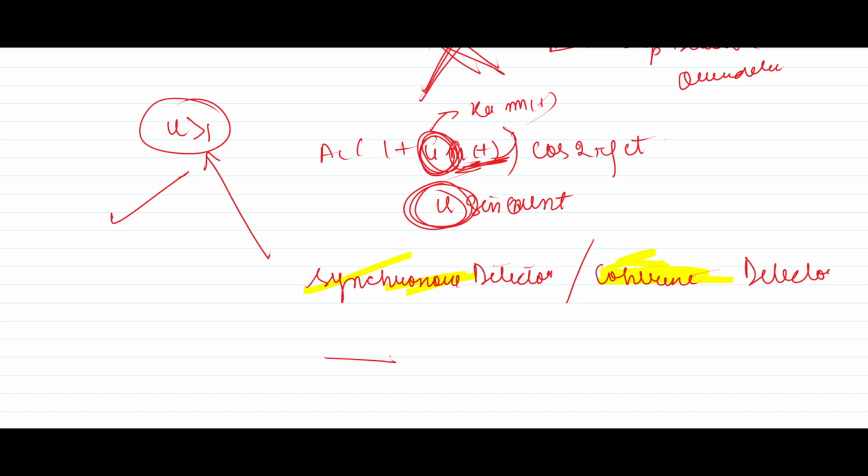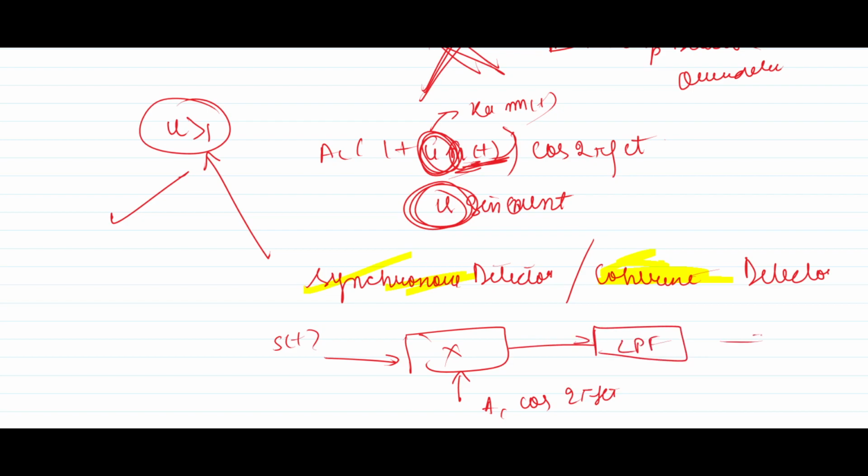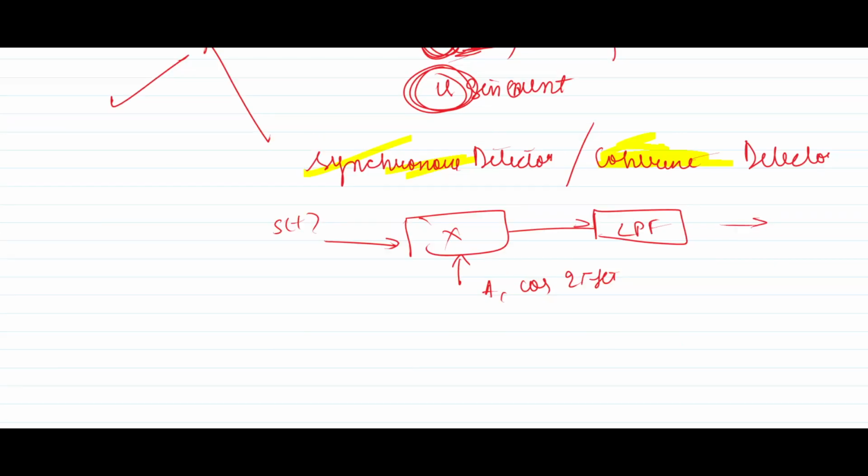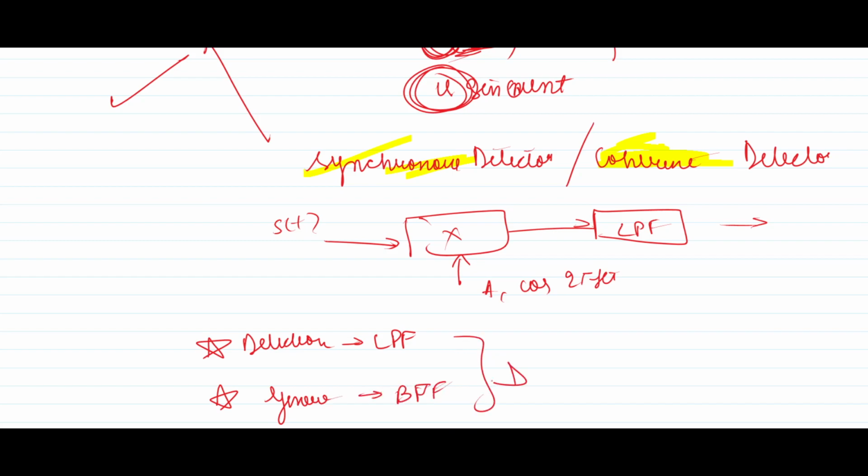So what happens in a synchronous detector? You take the message signal and you multiply it by the carrier signal again, AC cos 2 pi fct, and then pass it through the low pass filter. So how to remember different things: whenever you are doing detection, use a low pass filter. Whenever you are generating, use a band pass filter. This is a must. You must remember this.